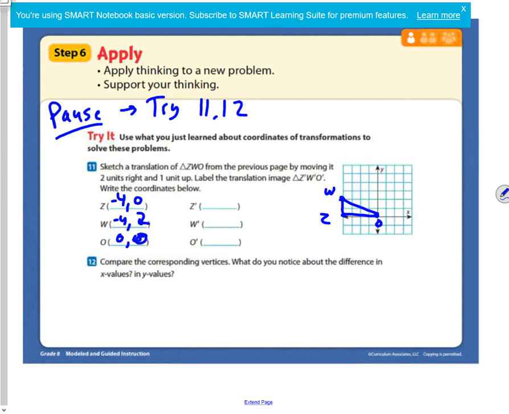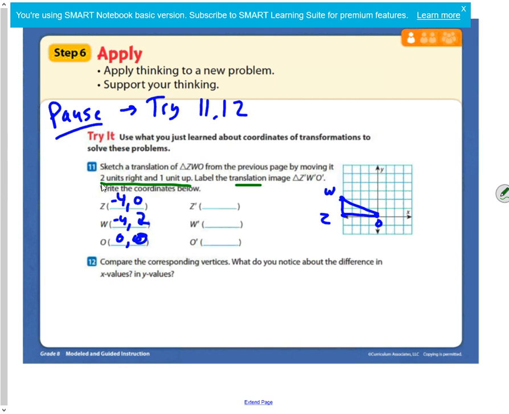All right, so hopefully you were able to look at the originals. It was Z, W, and O: -4, 0; -4, 2; and 0, 0. We're using the same triangle as before, and I put it on the graph there in blue. What it's asking you to do is take it and move it 2 units to the right and 1 unit up. So that's a translation.